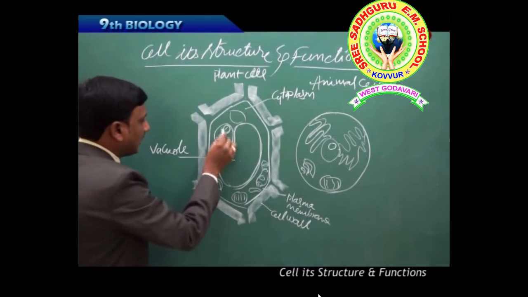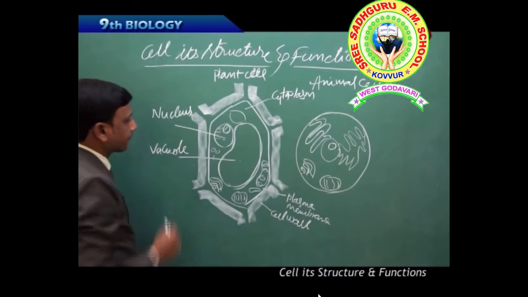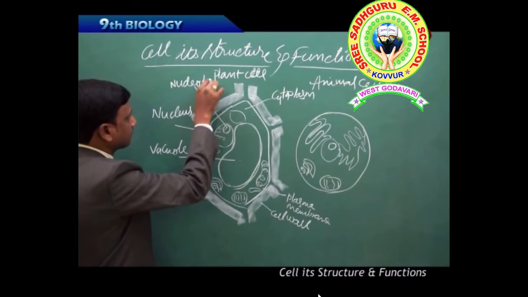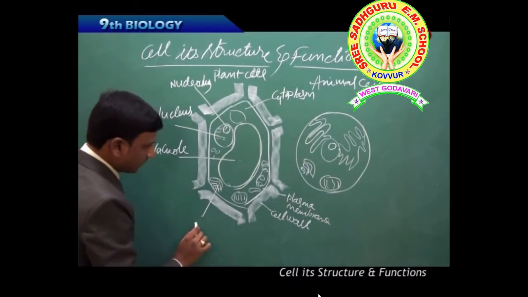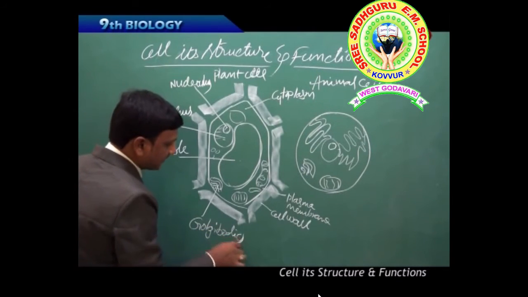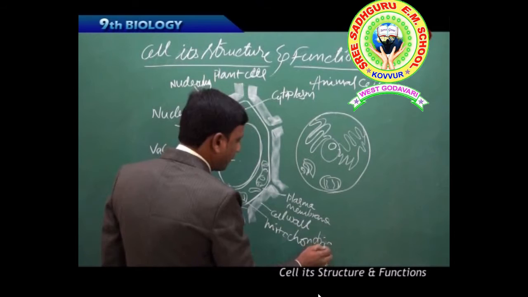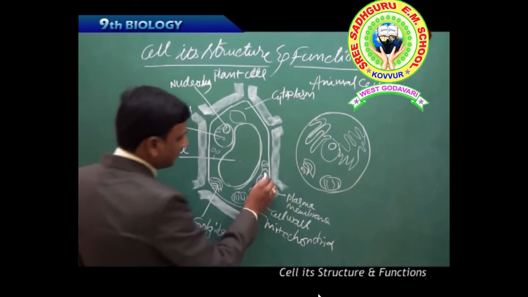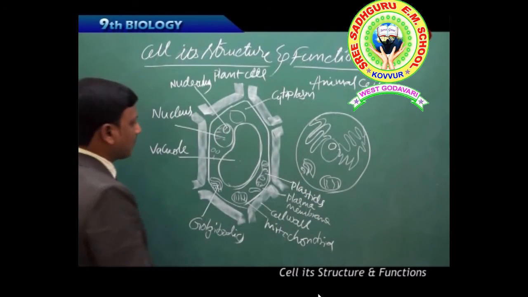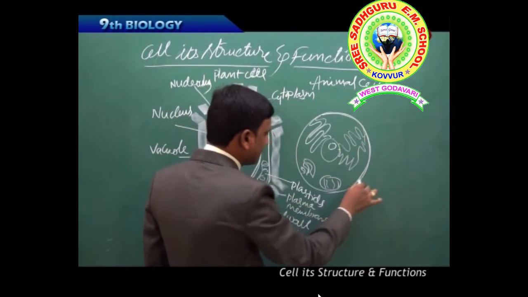This is a vacuole, and here we have a dark body, that is the nucleus, and inside the nucleus there is the nucleolus. It has Golgi bodies or Golgi apparatus and mitochondria, and it has plastids. So these are the basic parts, and here is the animal cell.